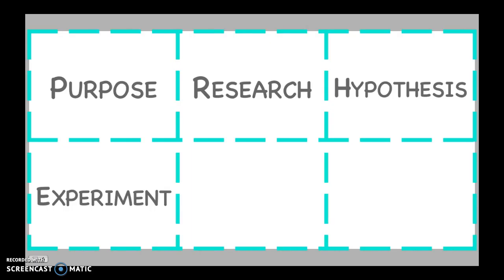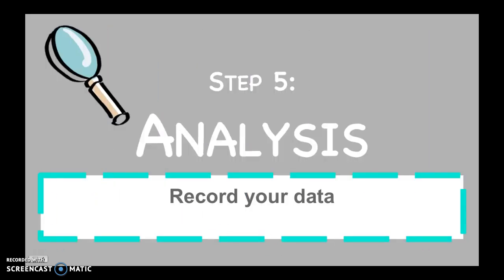So now we have our purpose, research, hypothesis, and experiment completed. Now we go on to our analysis. This is the step where we record and observe our data. To do this, we need to know the definition of data, which is the information that is gathered during our experiment. In this step, we also decide if the data is reliable and supportive of our hypothesis. If the data is not reliable, we then have to decide how the experiment should be changed to make the data more accurate.